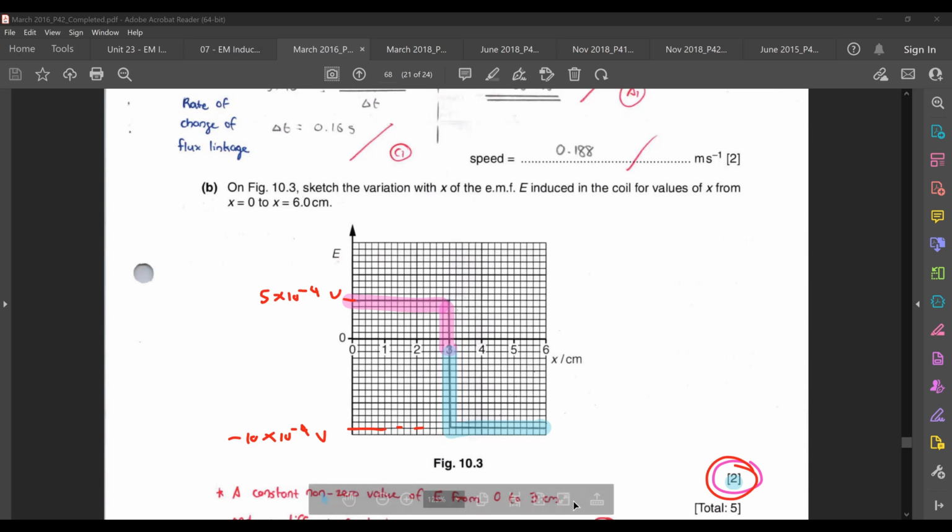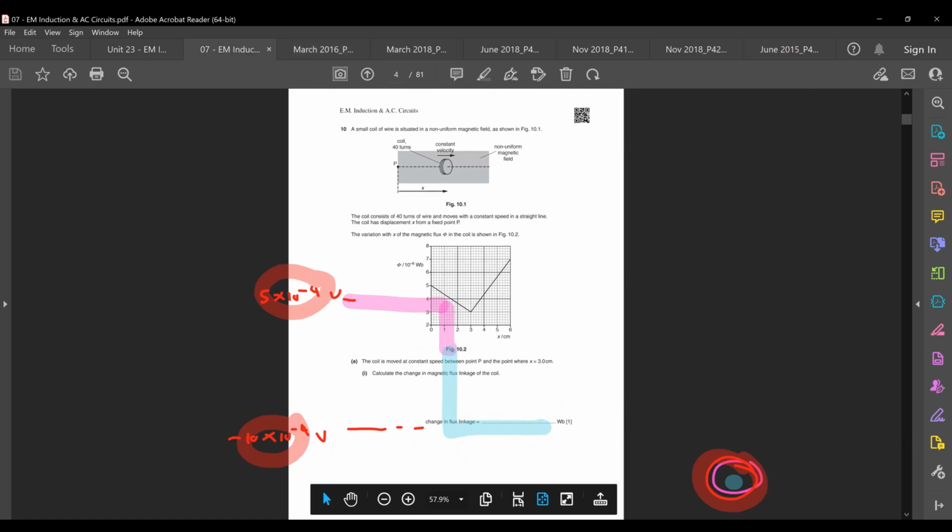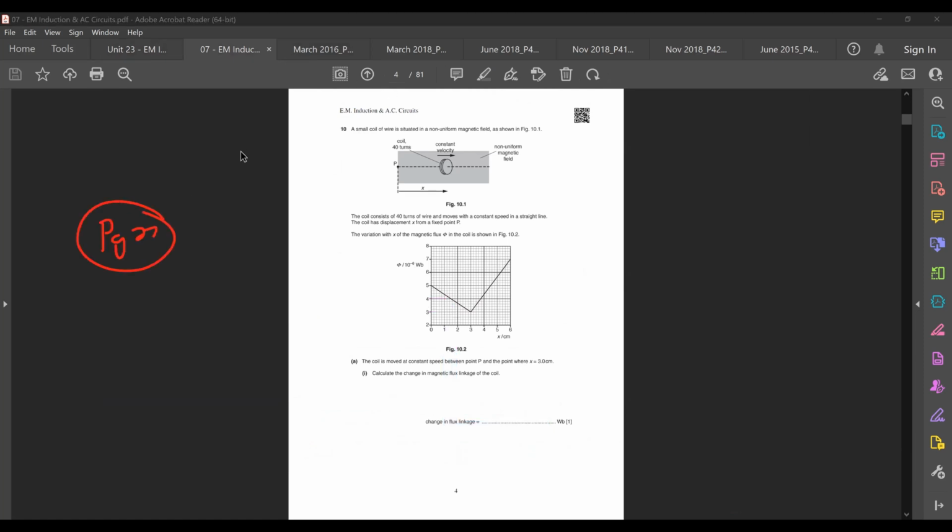All right. So sometimes you have to use your best judgment to see. If you see that the marks here is too little, probably you are not required to show the values. But if you see that the marks is maybe 3 or 4, like the previous question, then definitely you have to show. Next one should be page 27. Let's have a look at page 27.